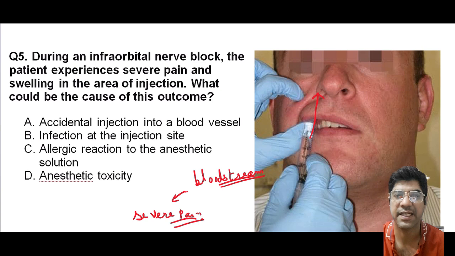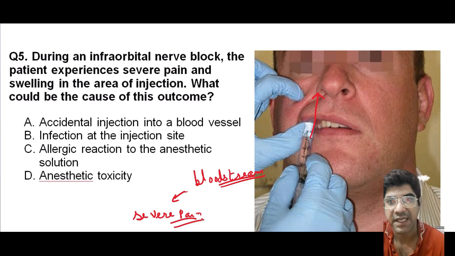Option C, allergic reaction to anesthetic solution. Allergic reactions to local anesthesia are rare but possible. They are associated with itching, rash, or systemic symptoms. The patient experiences systemic symptoms like breathing difficulty and a drop in BP, so they are not typically allergic reaction symptoms. So the answer here is A.